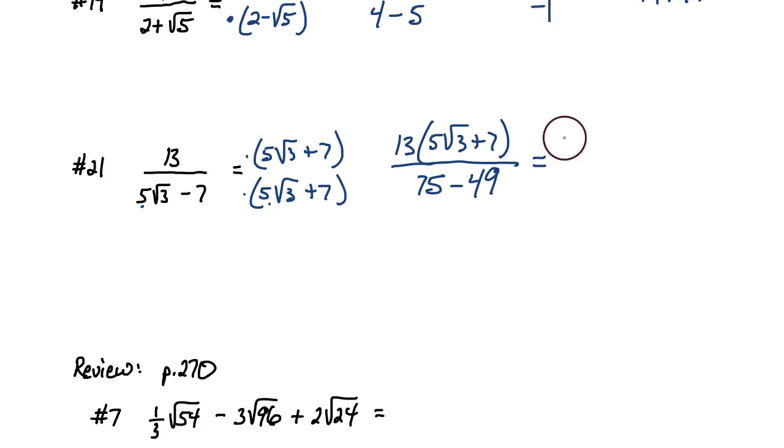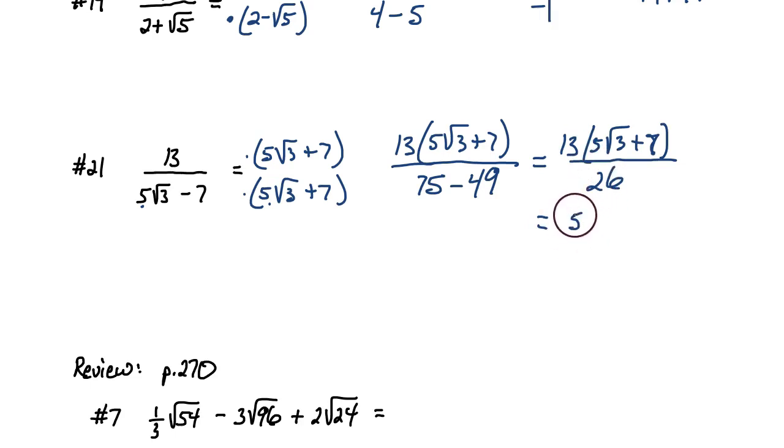Next up, we have 13 times 5 square root of 3 plus 7, all divided by 75 minus 49. That's 26. Now let's reduce, because 13 and 26 reduce to just 1/2. So on the top we have 5 square root of 3 plus 7, all divided by 2.